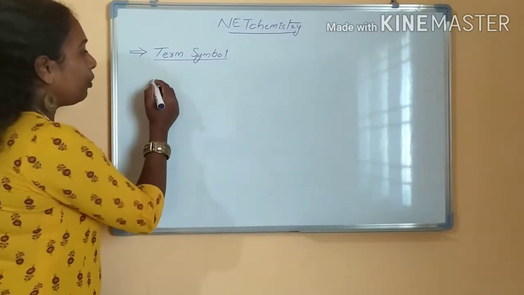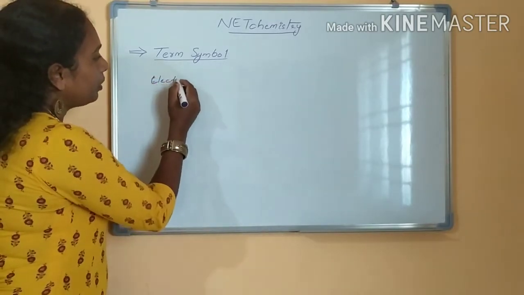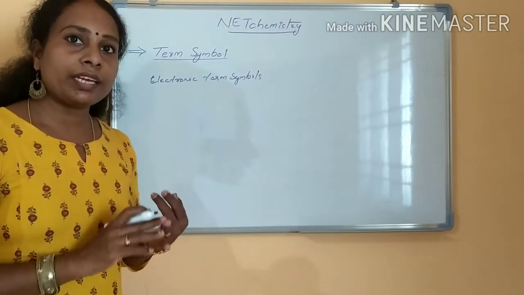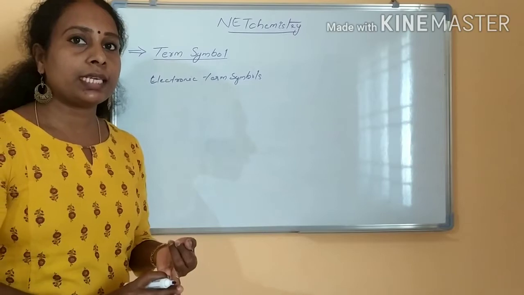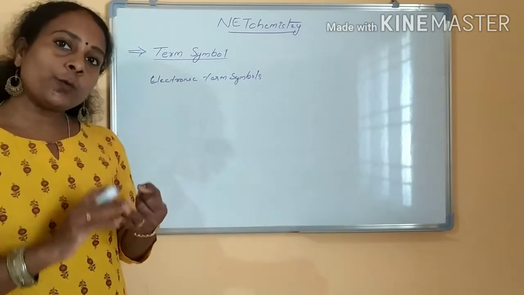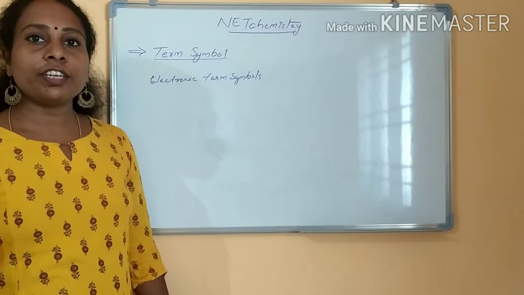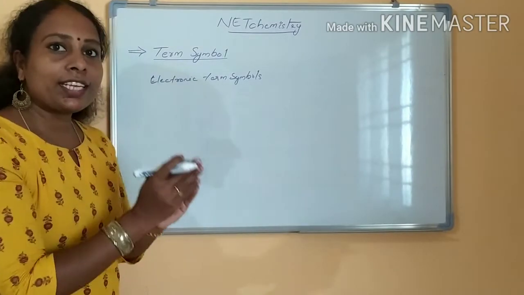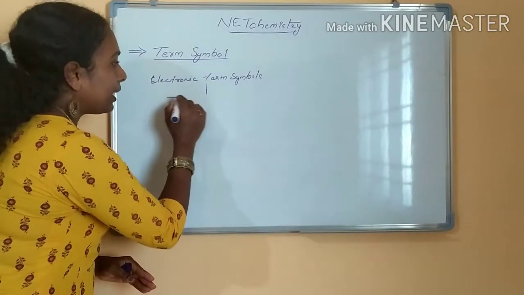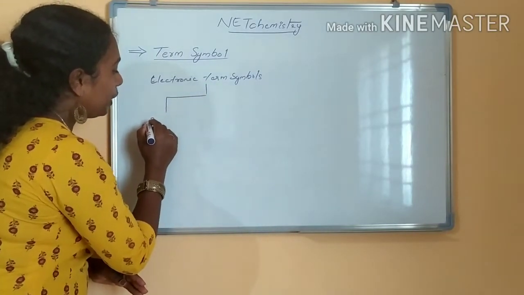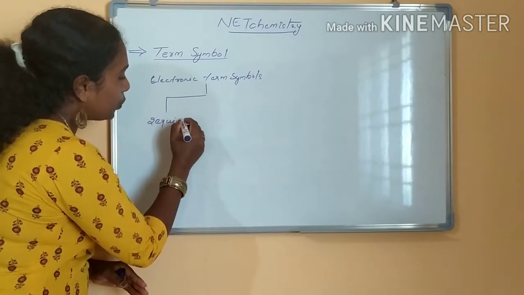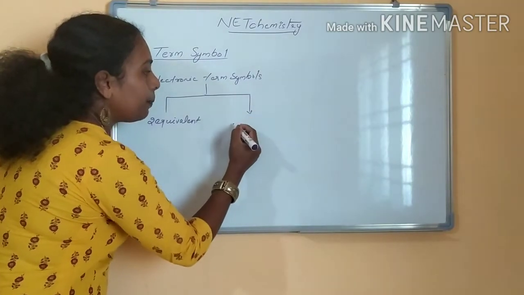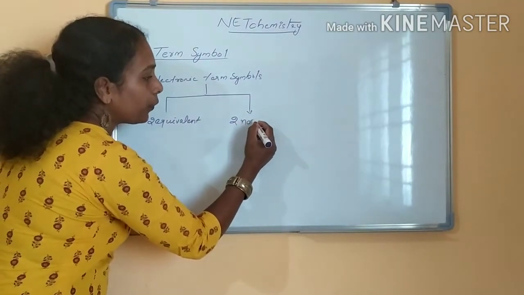First I am writing electronic term symbol. In this electronic term symbol itself, two categories are there: coupling between two equivalent electrons and coupling between two non-equivalent electrons. First category is coupling between two equivalent electrons. And the second is coupling between two non-equivalent electrons.